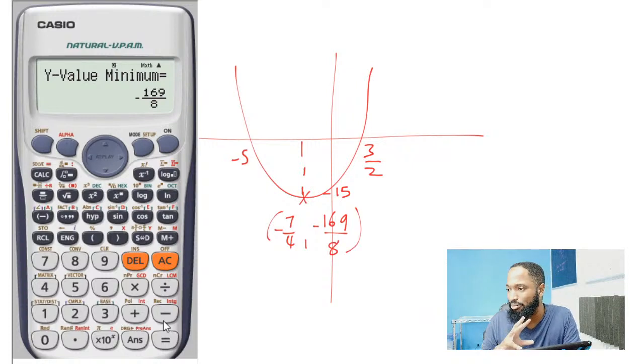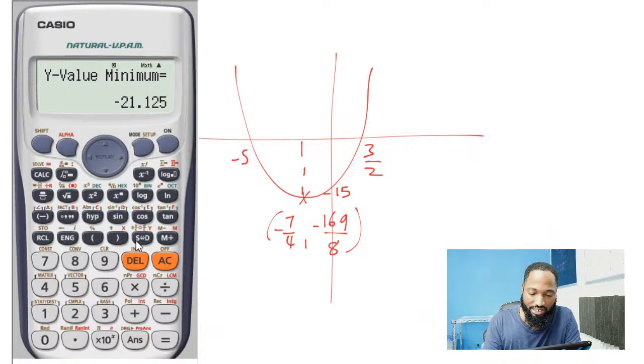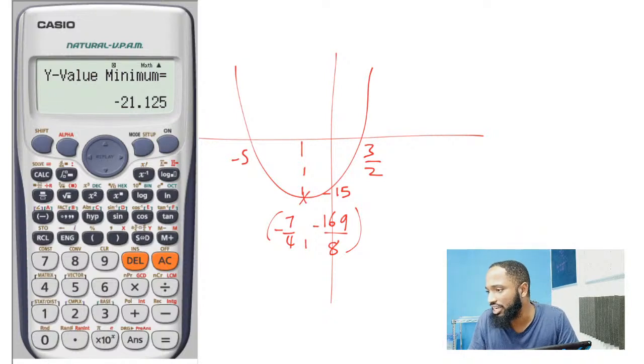Now you can just leave them in that nice little fraction value, but if you don't like the fraction, press this and you can see that this is like 21 or something. So my graph is really not drawn to scale, but you catch the idea. Say yes in the chat if you understand this completely. Any questions?